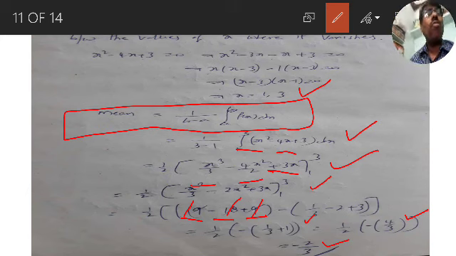Are you able to get it? Very easy, guys. Very easy. Just know the formula. Remember the formula. What is the formula? Mean is equal to 1 by b minus a integration a to b f of x dx.